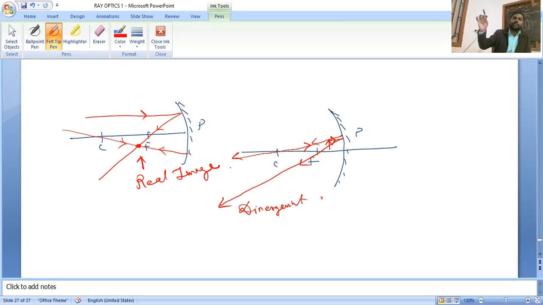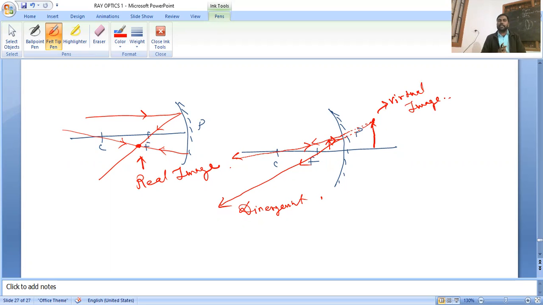What can I do? We can extend these rays. We can make them meet artificially or forcefully. Suppose we extend these two rays with dots behind the mirror. They will meet at that point. The image will be formed at the intersection point of these two rays, and this image will be virtual.